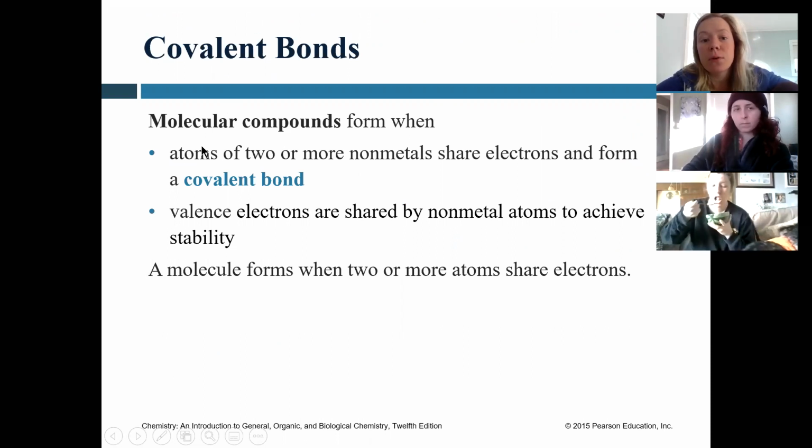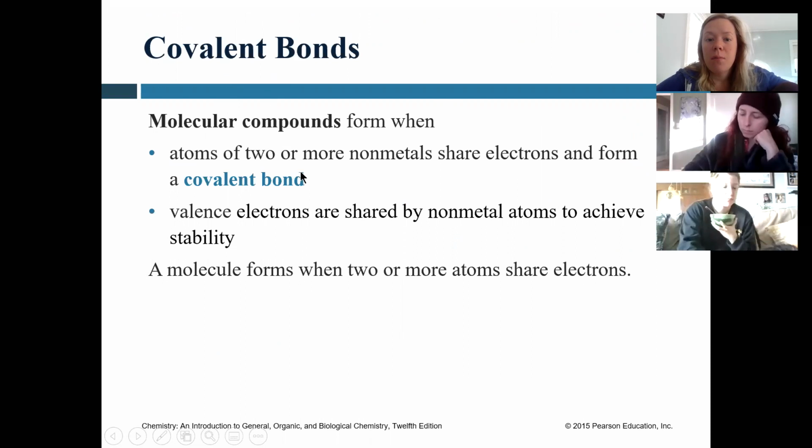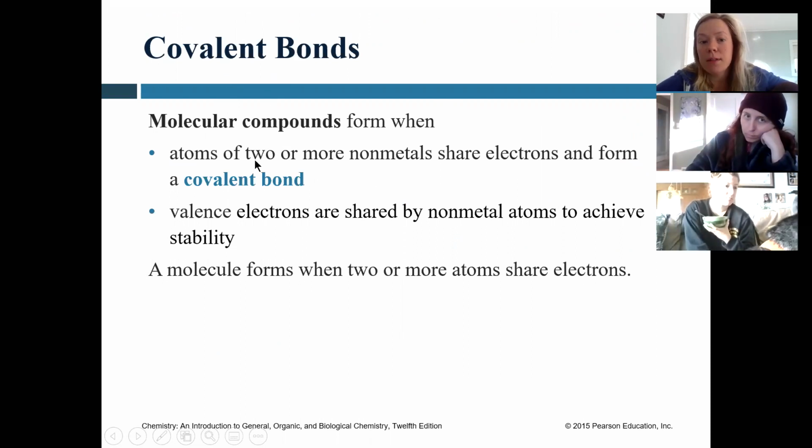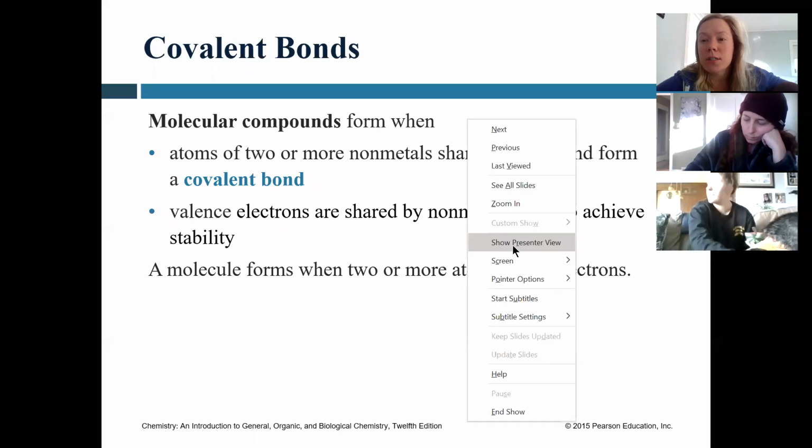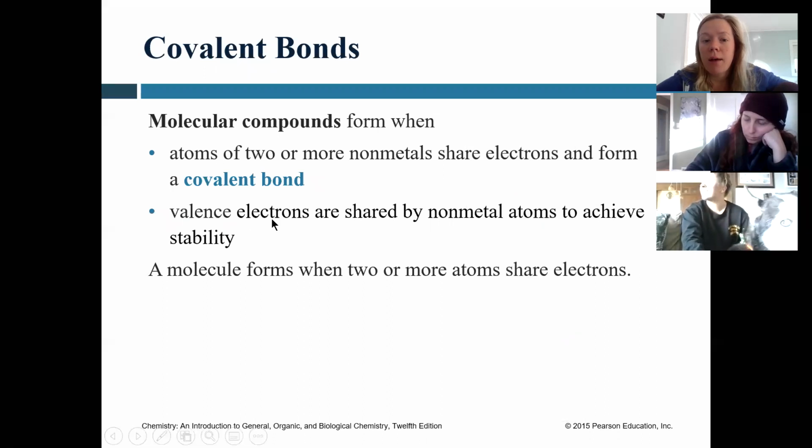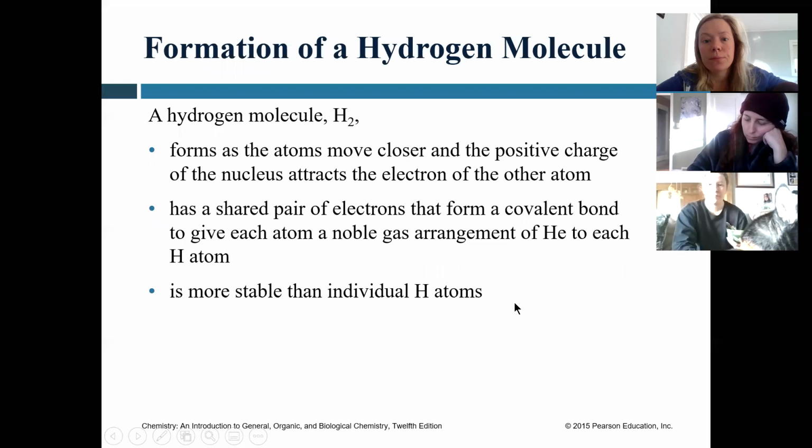So what do we classify as a molecular compound or a covalent bond? Molecular compounds form when atoms of two or more nonmetals share electrons, and they form this thing called a covalent bond. Covalent bond, a very strong bond. Valence electrons are shared by nonmetal atoms to achieve some sort of stability. So valence electrons are the electrons in the outermost shell. We don't use any core electrons when bonding.